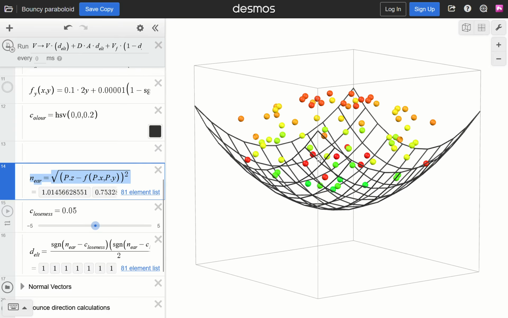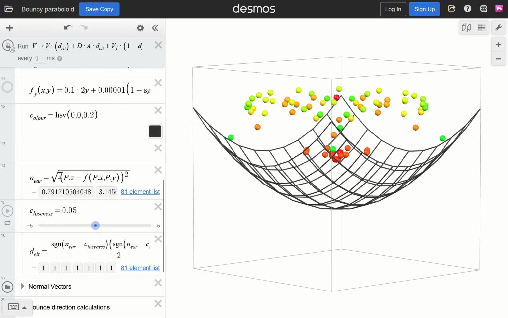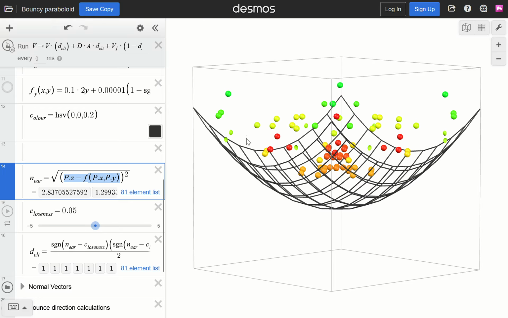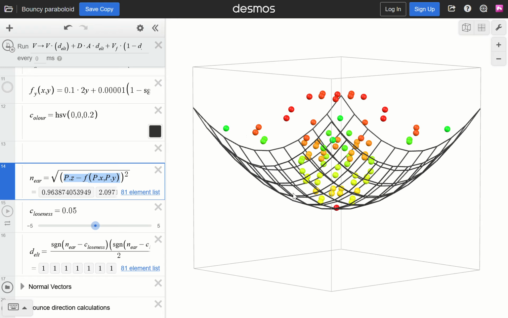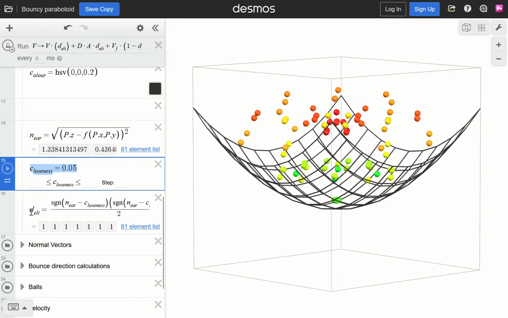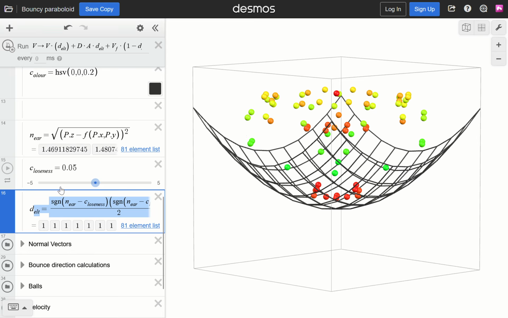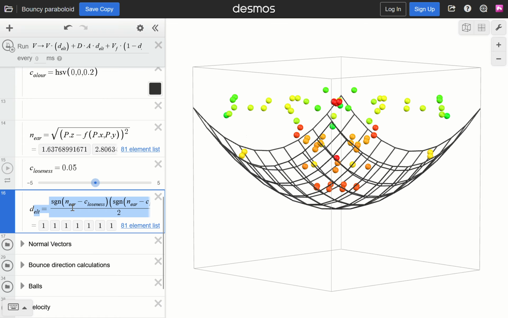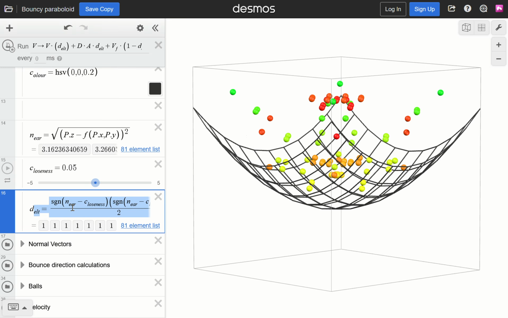The way I've detected whether or not a ball is bouncing is I've calculated the vertical distance between each of the balls and the surface. So P of Z represents the height of the ball, and F of Px, Py represents the height of the surface. When that difference comes within 0.05, this little delta function will flick from a 1 to a 0, which we just saw happening there. When it flicks from a 1 to a 0, that tells my program that the ball has hit the surface and that it should then change direction of its velocity.